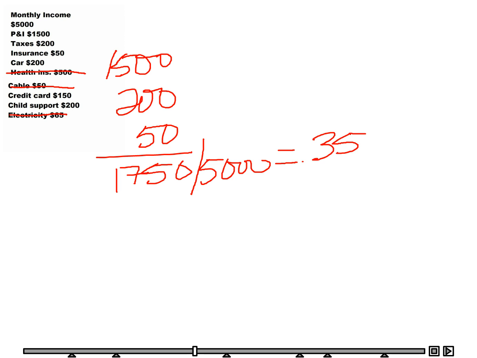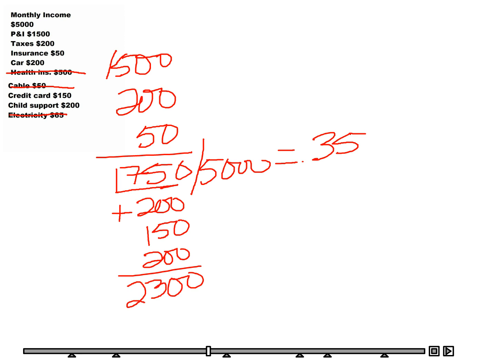Now for their back end debt ratio, you're going to take the $1,750 that we had as their housing expense, and we're going to add to that all their other payments. So they have a car payment of $200, they have a credit card payment of $150, and they have child support of $200. You're going to add those numbers up, and that's going to give you the borrower's total debt obligations that you're then going to be able to use for their back-end debt ratio. And when you add all those up, that gives you a total monthly payment obligation of $2,300.